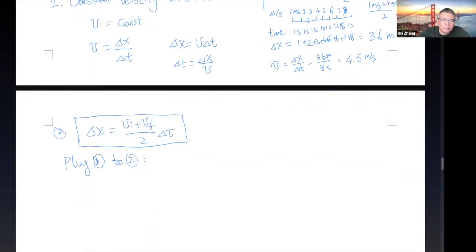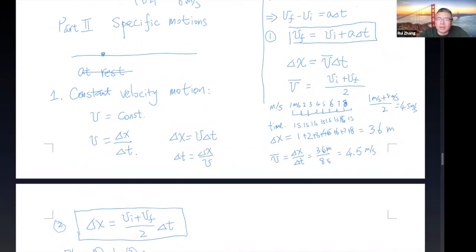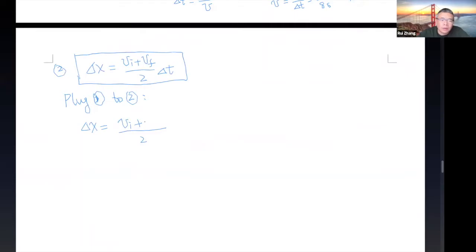So you have delta x equals vi plus vf over 2, and vf here, using formula 1, is vi plus a delta t. So it's going to be (vi plus vi plus a delta t) divided by 2, times delta t. Together you have (2 vi plus a delta t) over 2 times delta t.